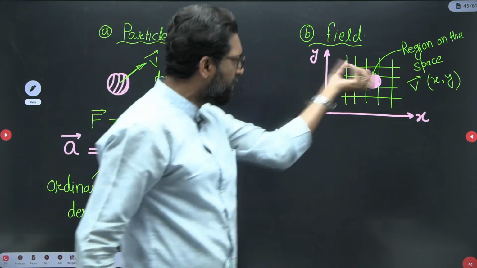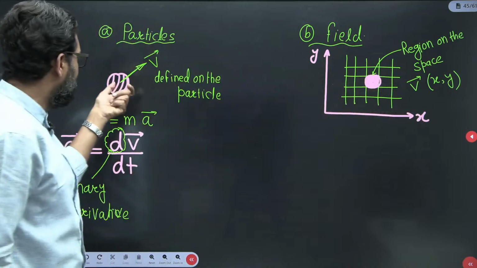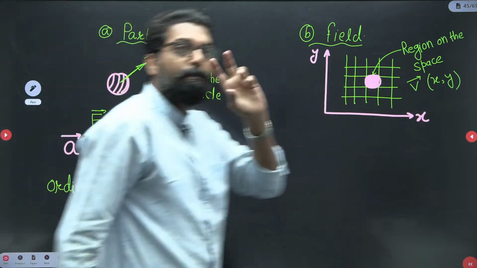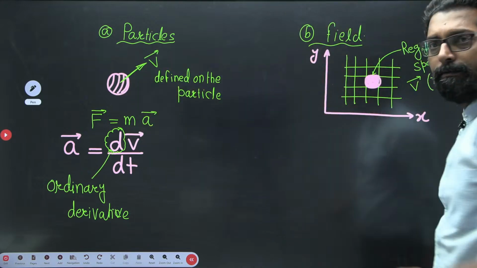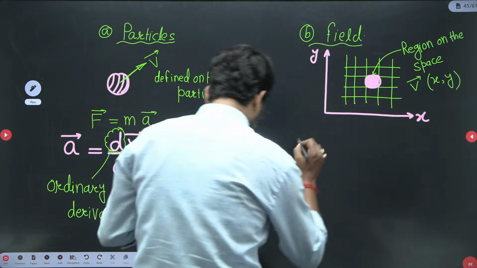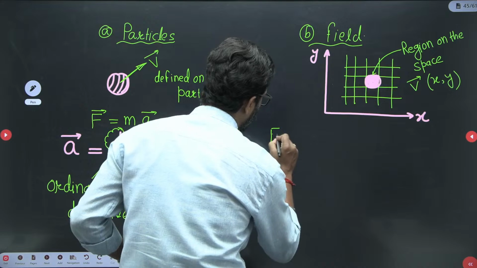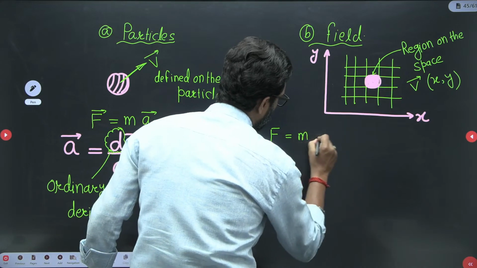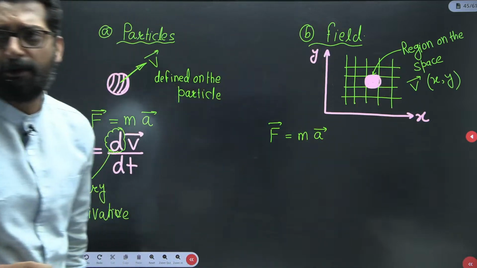Why? Because we are focusing on a region in the field, rather than in this one where we are focusing on individual particles. So these are the Lagrangian and these are the Eulerian. So in this one, if you find the force, what is the force? Mass into acceleration.